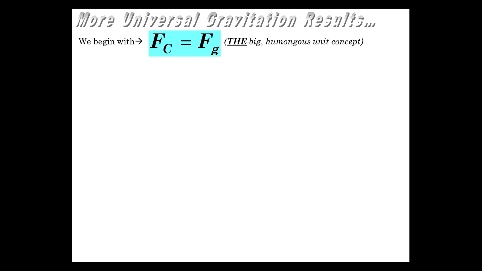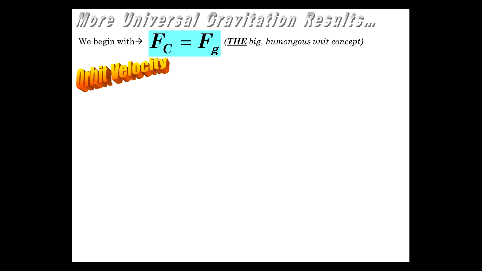This is the great big fundamental concept of the unit, that the centripetal force required to follow an orbital trajectory is provided by gravity and gravity alone. So now we have an equation for gravity, and we already had equations for centripetal force. Set them equal, solve for what you need.